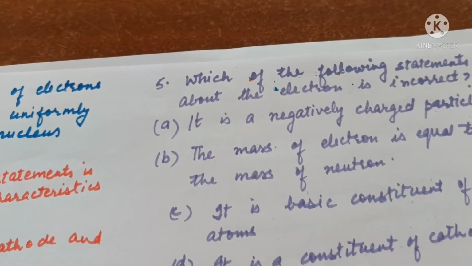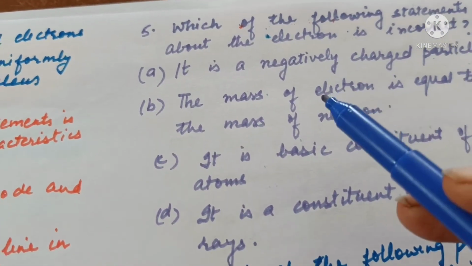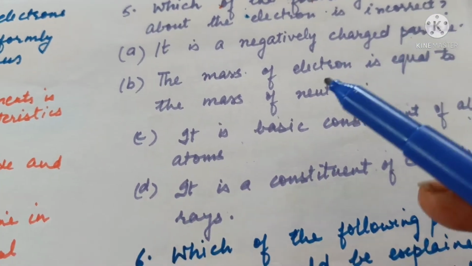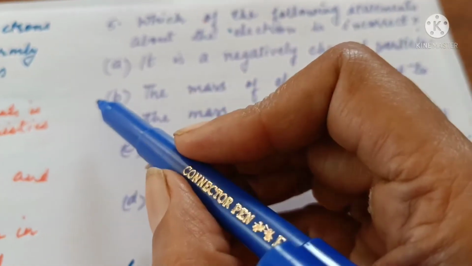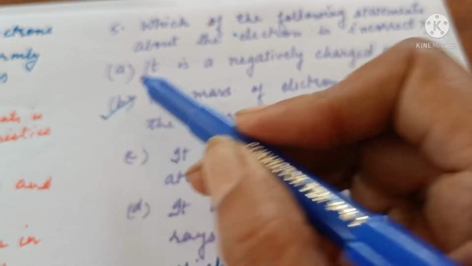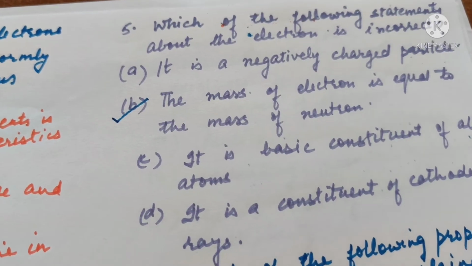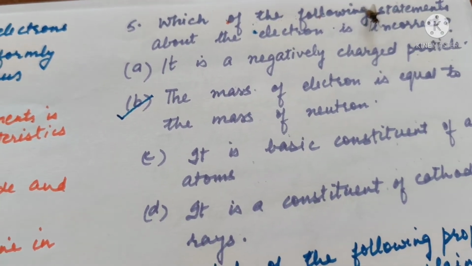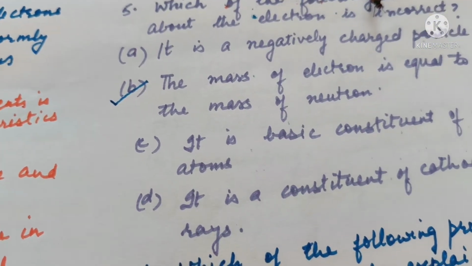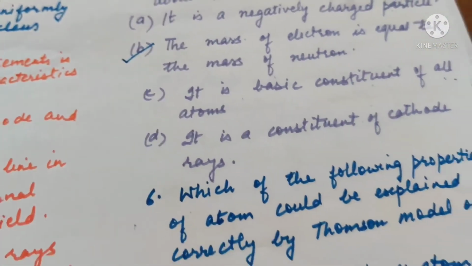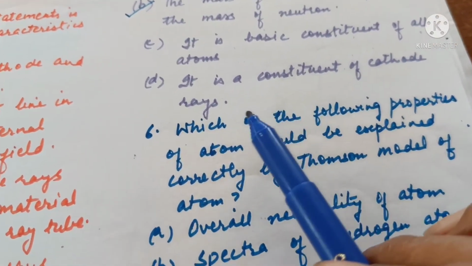Which of the following statements about the electron is incorrect? It is a negatively charged particle. True. The mass of electron is equal to mass of neutron. No, this is not true. It is incorrect because mass of electron is 9.1 into 10 raised to power minus 31 kg and that of proton is 1.674 into 10 raised to power minus 27 kg. They are not equal. It is the basic constituent. Yes. It's the constituent of cathode rays.